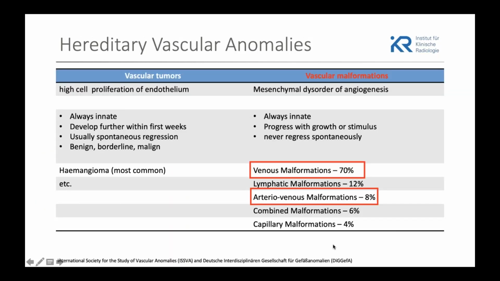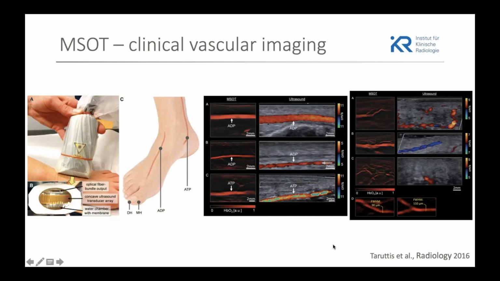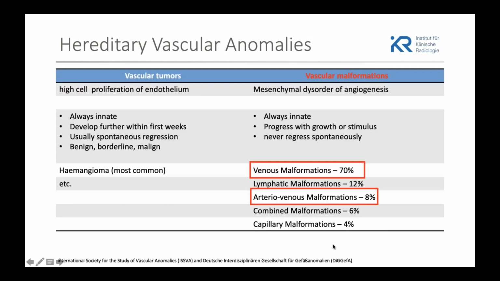So if we think about what we can do in healthy vessels, we thought, okay, maybe we can also go to non-healthy vessels, like in vascular anomalies. So vascular anomalies, just to give you a brief introduction to the clinical background, can be divided into vascular tumors, where you have a high cell proliferation of the endothelium. So you have, from the histologic background, a neoplasia, and these can be benign, like in hemangioma, but can be malignant as well, in hemangioendothelioma for example.